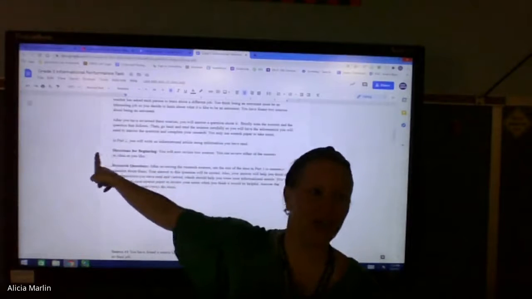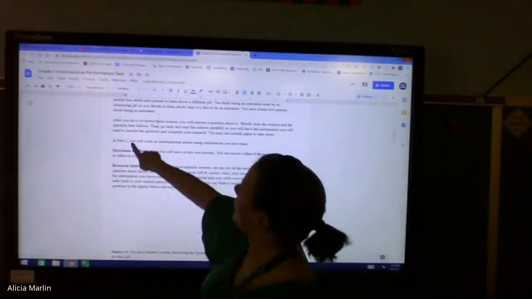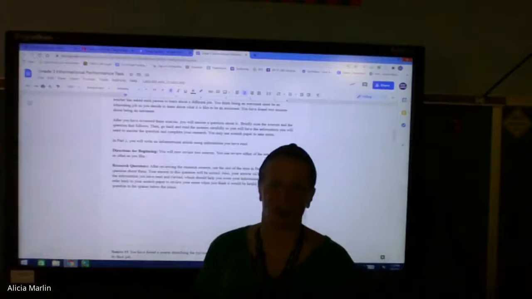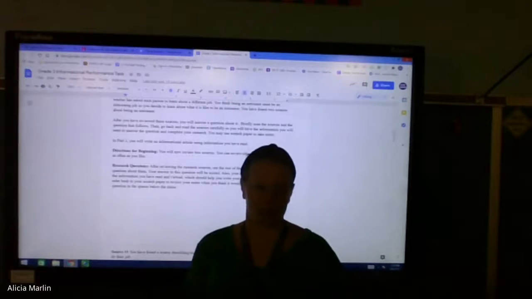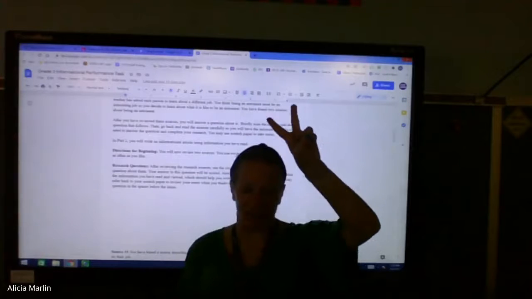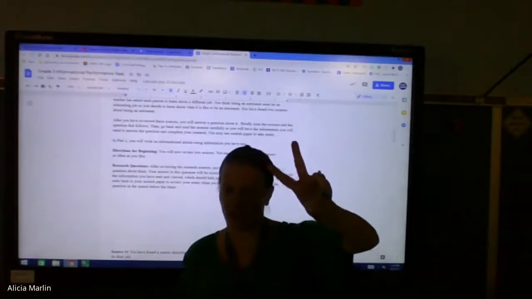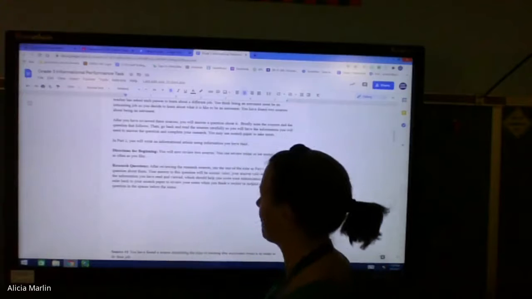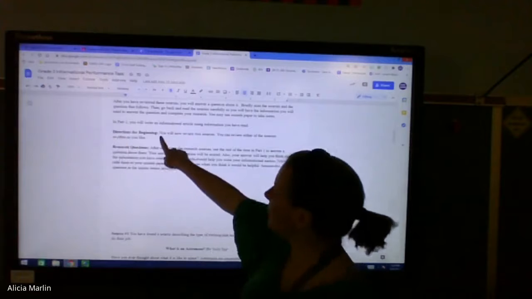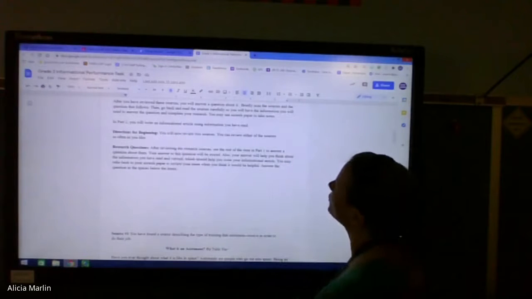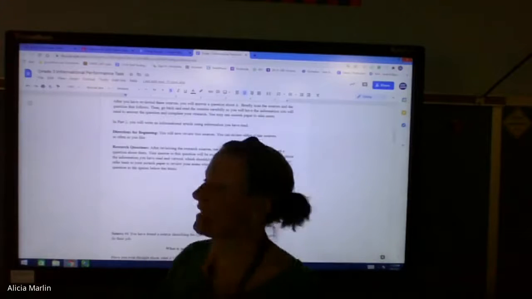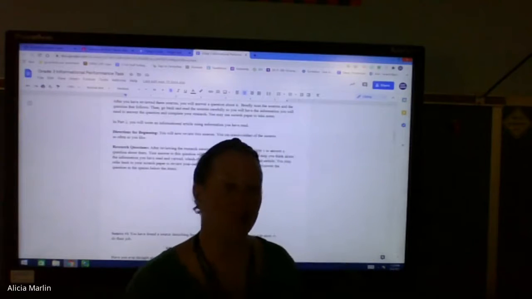In part 2, you will write an informational article using the information you have read. All right. So you're going to read 2 articles about becoming an astronaut, and you're going to use the information from those articles in your writing. Directions for beginning. You will now review 2 sources. You can review either of the sources as often as you like.